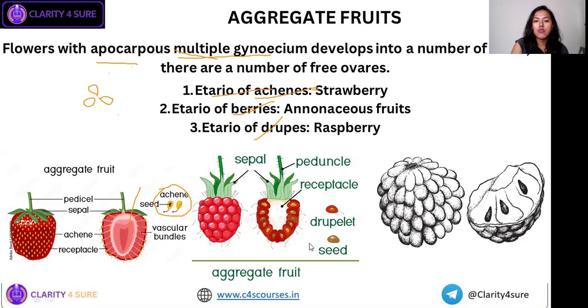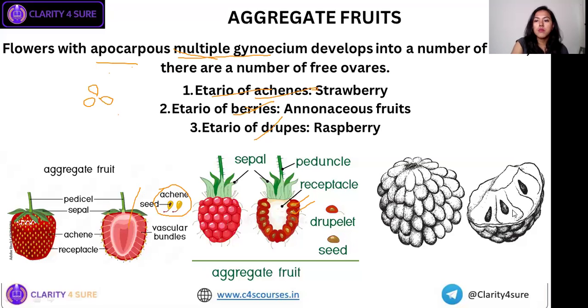Then here you see, this is your raspberry, which is etaerio of drupes. So here you see the seeds are there. The seed is enclosed with this fleshy part, right? It's a drupe. Each one of them is a drupe. So a collection of these drupes will give you the etaerio of drupes, which is raspberry, an aggregate fruit.